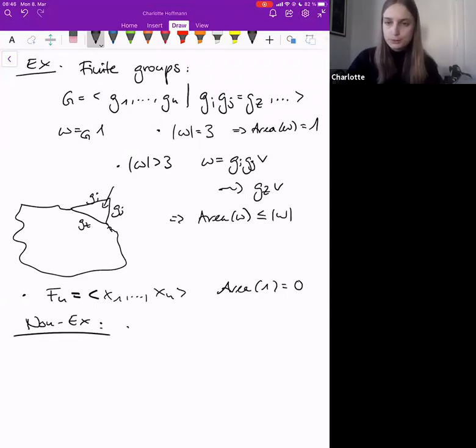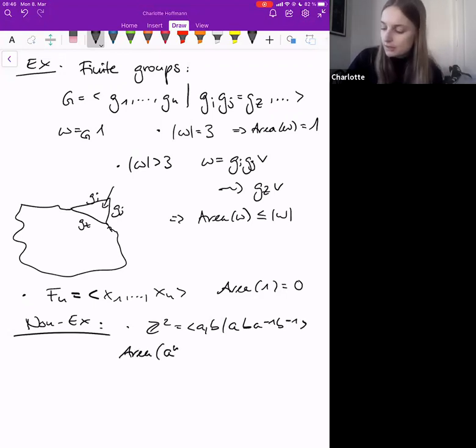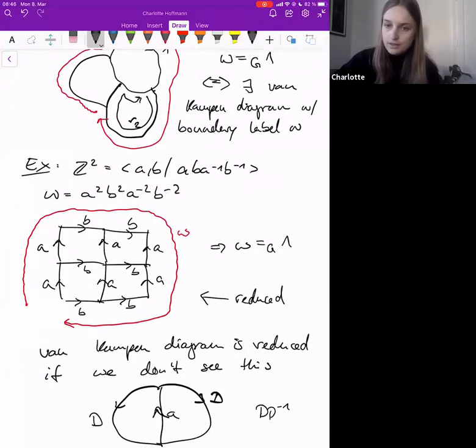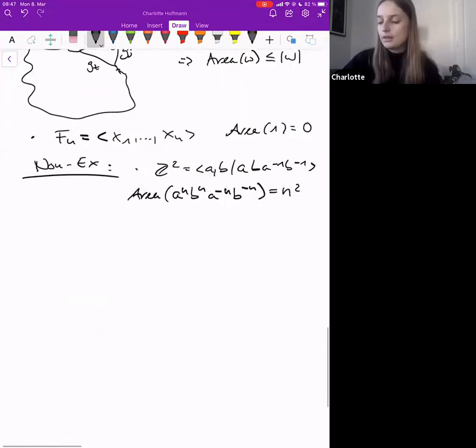Okay, so one group that is not hyperbolic we have already seen. This is Z^2. And this is because the area of a to the n, b to the n, a to the minus n, and b to the minus n is n squared. So it cannot be bounded above linearly. We saw this in our example, where we have the exponent 2, and the area of the word is 4, because I have 4 faces here. And yeah, you can show that it's true for all n, and so this group is not hyperbolic.